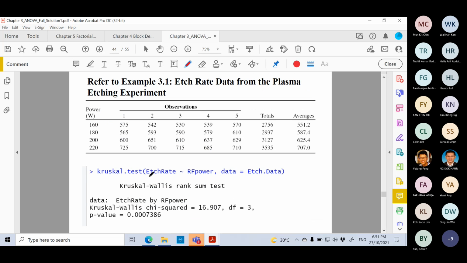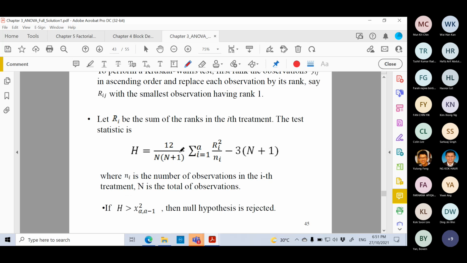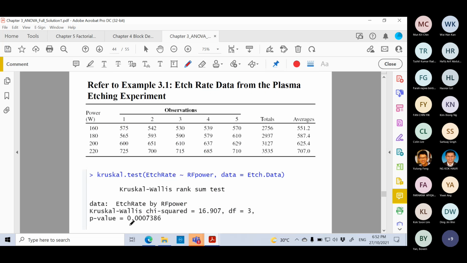If you want to use a Kruskal-Wallis test, they will just give you this result directly. Of course they don't do any calculation, but some of you may be interested in what the chi-square is here, 16.907. Actually, this 16.907 is calculated from this formula. Using this formula to calculate, you get the value here. So you can just check the p-value here. The p-value will be less than 0.05 if we set that as alpha. Therefore, we know the result shows us that there is a significant difference.